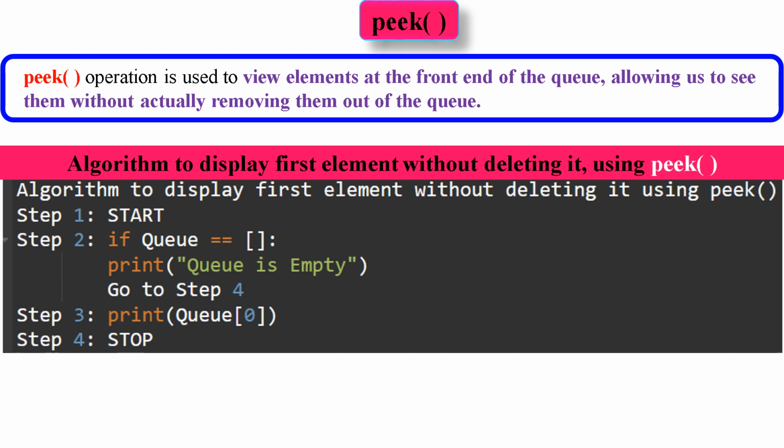In this step, if the queue is not empty, meaning it contains elements, you print the first element of the queue. Queue of 0 accesses the element at the front of the queue without removing it. This simulates the behavior of a peek operation. Step 4. Stop. This step signifies the end of the algorithm's execution.